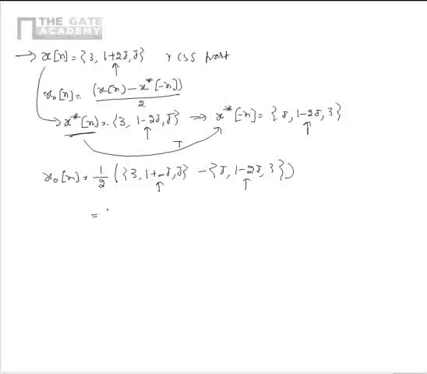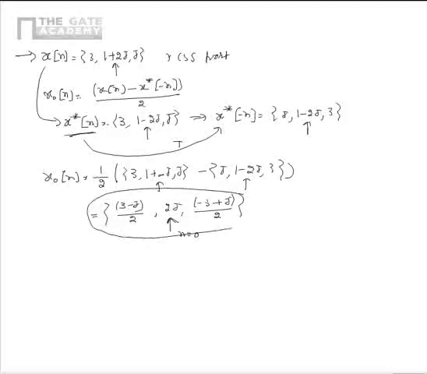So which upon simplification can be written as 3 minus j by 2, 2j, then minus 3 plus j divided by 2. The center is at the point, and the value 2j corresponds to the instant n is equal to 0. So the obtained signal is the conjugate skew symmetric part of x of n.